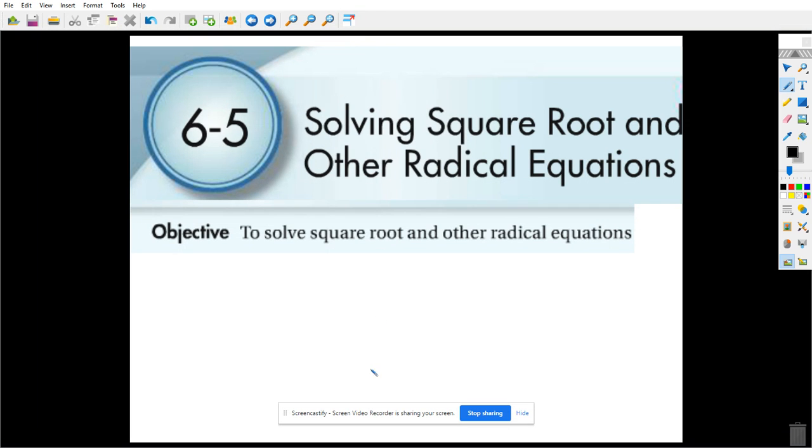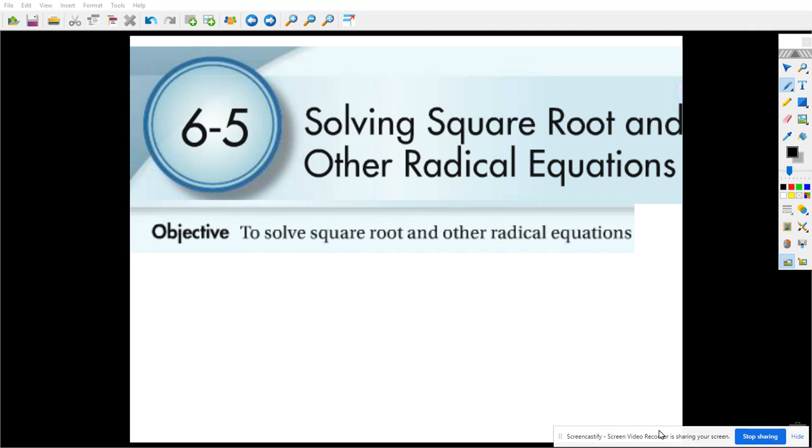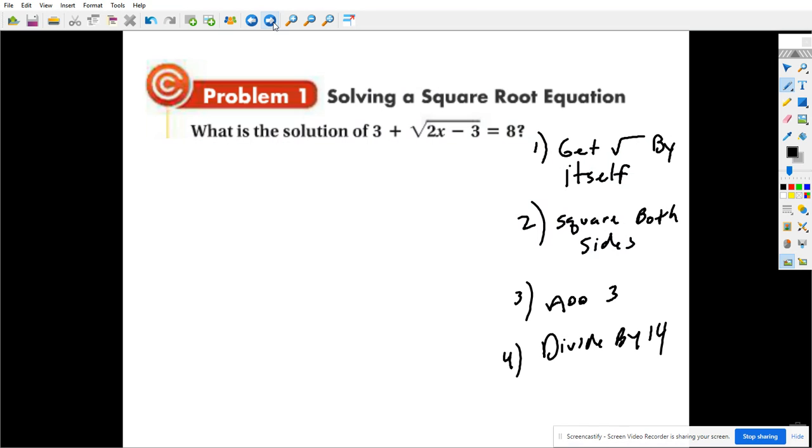So 6.5, solving square root and other radical equations. For this section, we're going to jump right into the problems. You're going to realize we're going to use a ton of stuff from earlier Algebra 2, Algebra 1, just a lot of previous knowledge that you need to be able to solve these, but you have all of the skills necessary to do this. So we're going to jump right into the examples, okay?